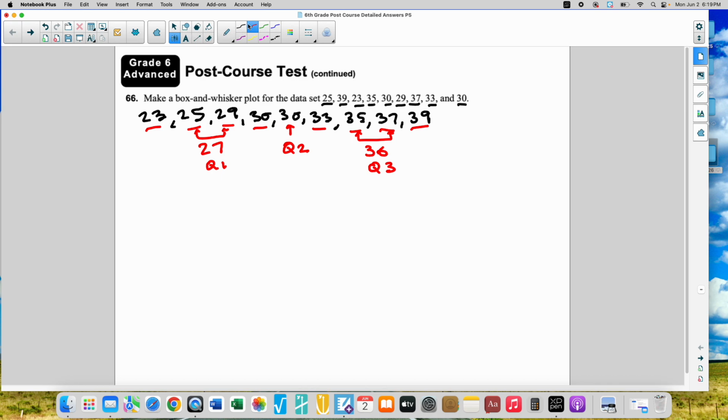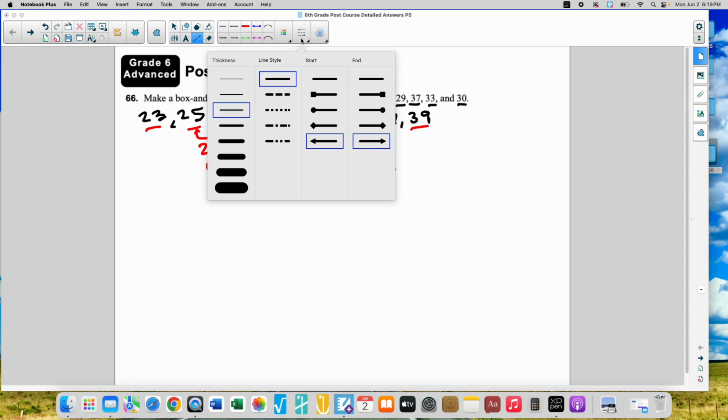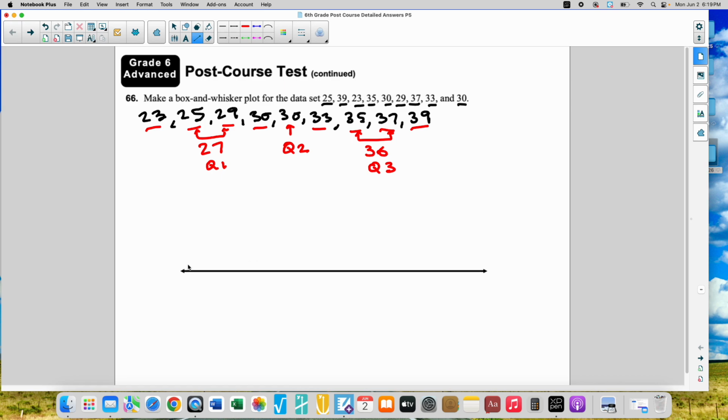So it goes on a number line. First of all, let's draw a number line here. And the number line looks like this. Our tail is going to be 23, our lowest value. So we get something like this: 23, 24, 25, 26, 27, 28, 29, 30, 31, 32, 33, 34, 35, 36, 37, 38, 39. And we can, beauty of technology, stretch that. So those are our numbers.